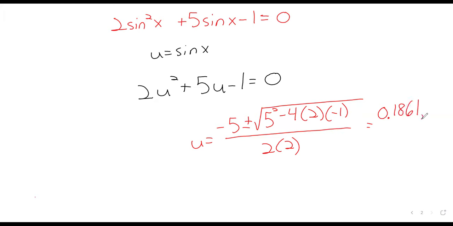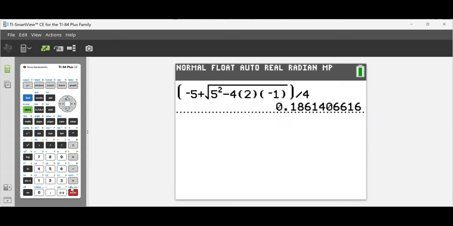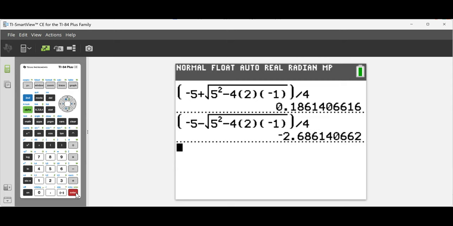And then, one thing we can do on our calculator, there's this entry command down here in blue. If we press the second button and then the enter button, this will pop up again, and instead of recopying all of this, we can just scroll over and turn that addition into subtraction and get negative 2.686.